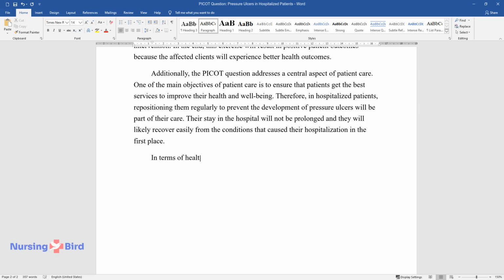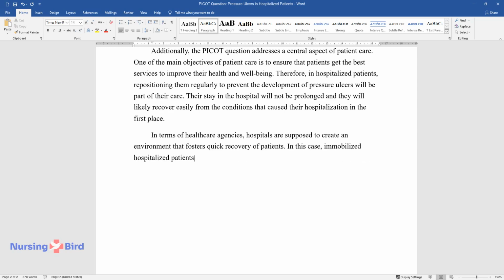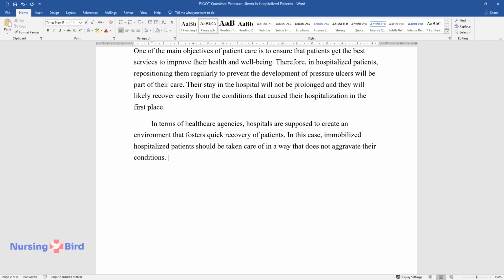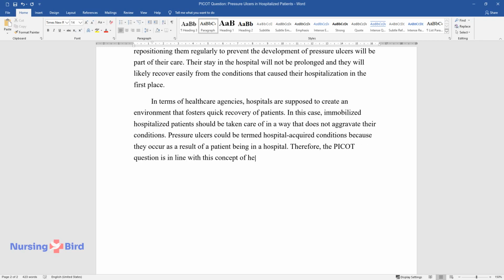In terms of healthcare agencies, hospitals are supposed to create an environment that fosters quick recovery of patients. In this case, immobilized hospitalized patients should be taken care of in a way that does not aggravate their conditions. Pressure ulcers could be termed hospital-acquired conditions because they occur as a result of a patient being in a hospital. Therefore, the PICO question is in line with this concept of healthcare agency whereby hospitals play a central role in the recovery of patients.